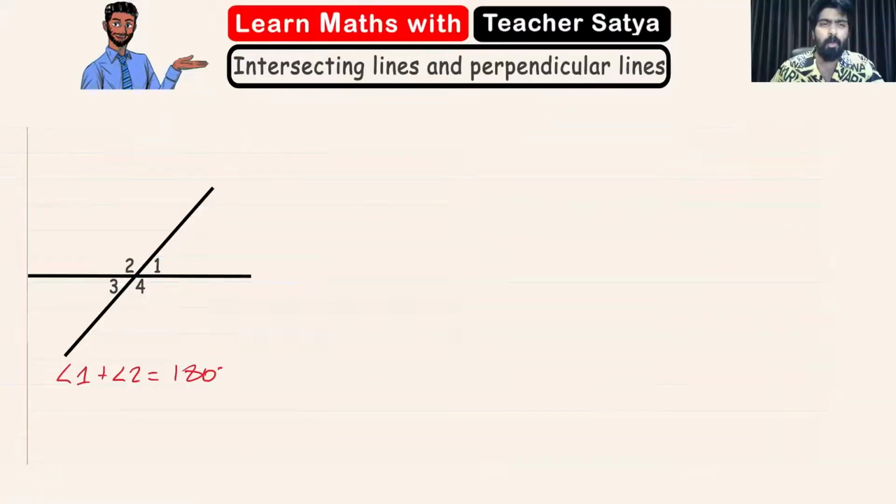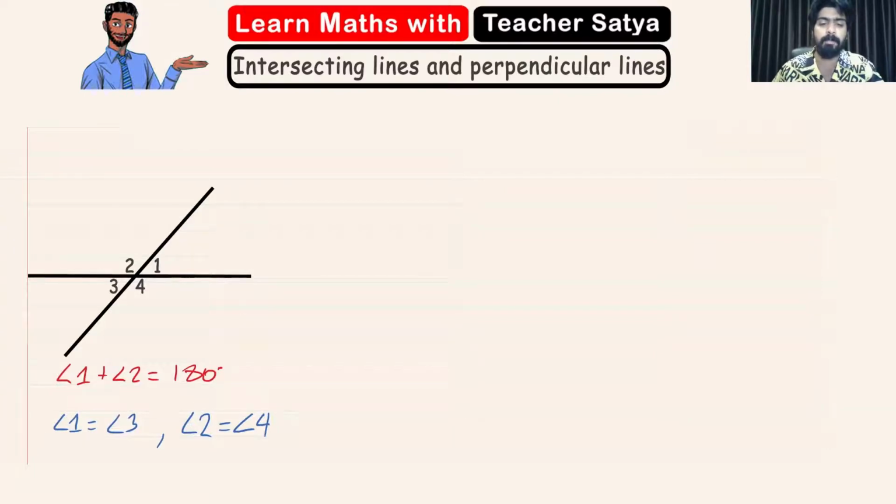Now, one more interesting property of intersecting lines is that opposite angles will always be equal to each other, or we could also call them vertically opposite angles. What that means is that angle 1 will be equal to angle 3 as they are opposite to each other, and angle 2 will be equal to angle 4 as they are opposite to each other. So in this case, guys, angle 3 will be equal to 60 degrees as angle 1 is opposite to angle 3, and angle 4 will be equal to 120 degrees as angle 2 is opposite to angle 4.